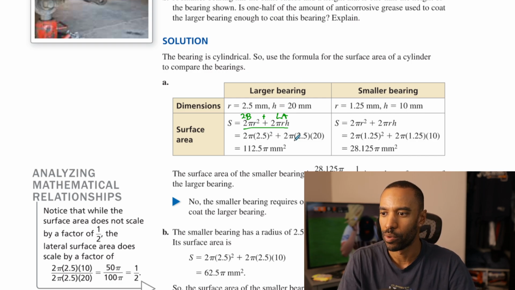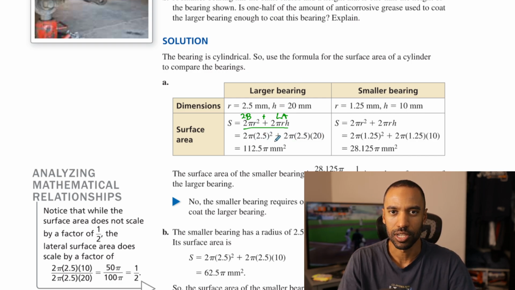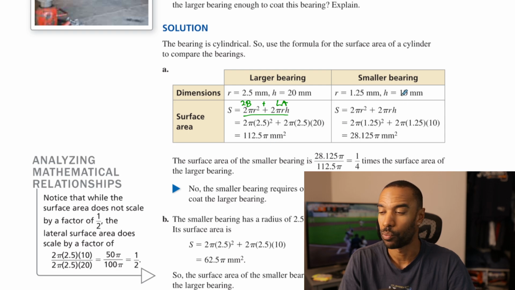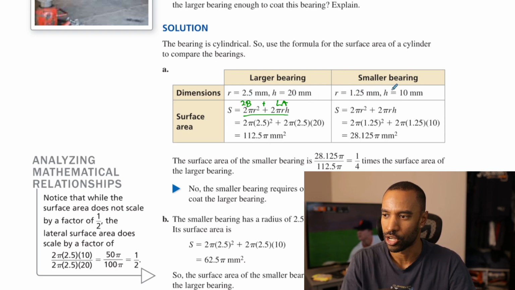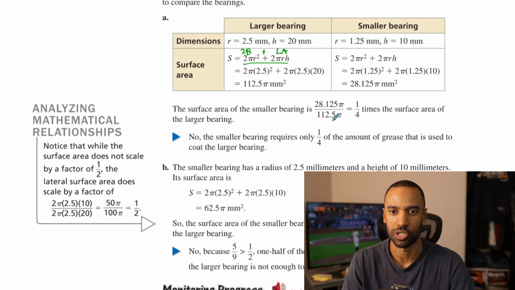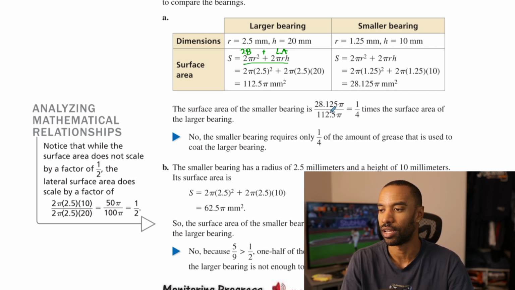Now, if we do the original cylinder here, you're going to get exactly 11.25 pi square millimeters for that one. Let's compare it to the other one, where we divide this by 2 and divide this by 2. They're each half of what they were. And you can see this calculates to 28.125 pi square millimeters. When you divide one by the other, it doesn't become half the surface area, it becomes a quarter of the surface area. And there's a reason for that.